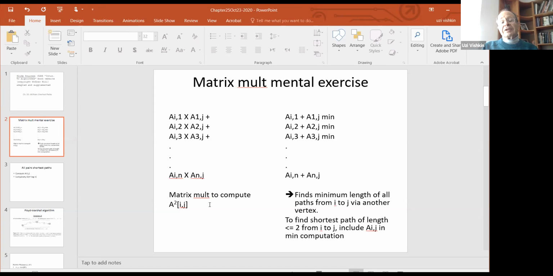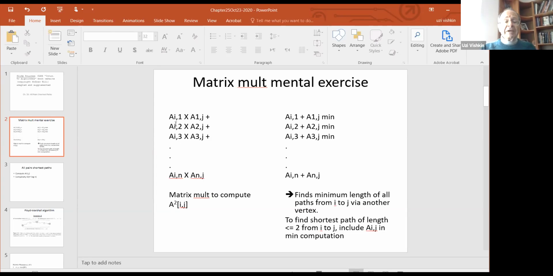So how will we do it? The matrix will have entries ij, and in order to compute the entry A squared ij, what will I do? I will take the row i, column j, and I will multiply elements 1 by 1. So how will it look?